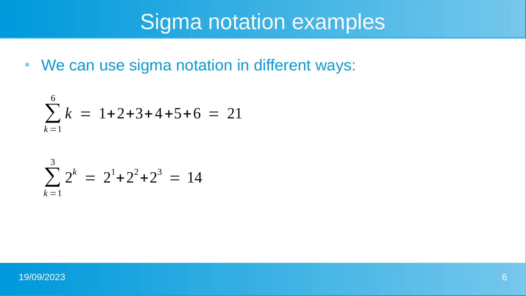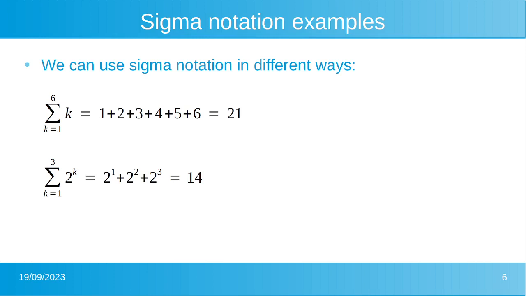Just to finish talking about sigma notation, we'll quickly look at these two examples. We can use sigma notation in different ways. Here in this first example, this is the sum from k is equal to 1 to k is equal to 6 of k. So we'd start with k is equal to 1, and we'd increment and get k is equal to 2, increment our index again, we'd have k is equal to 3, and we keep incrementing that index by 1 until we get k is equal to 6, and we sum all of those k's. So we get 1 plus 2 plus 3 plus 4 plus 5 plus 6, and that gives us 21.